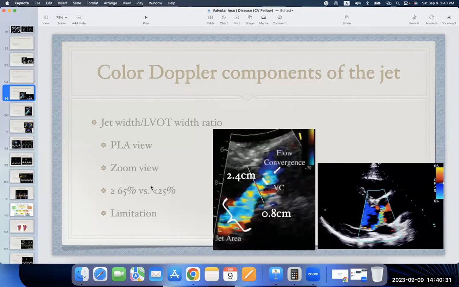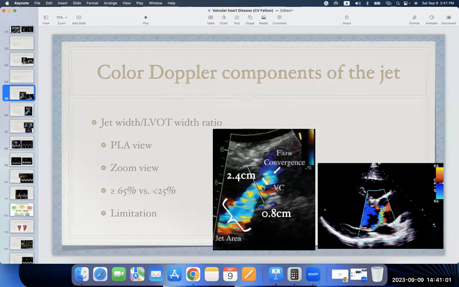Again, this is how we calculate the ratio. You measure the diameter of the LVOT, and you measure the diameter of the jet, and you divide them. Let's say here the width of the jet is 0.8 and the LVOT is 2.4. So you divide 0.8 by 2.4, and then you get the percentage. If it's 65% or more, this is severe. If it's less than that, it is considered mild.